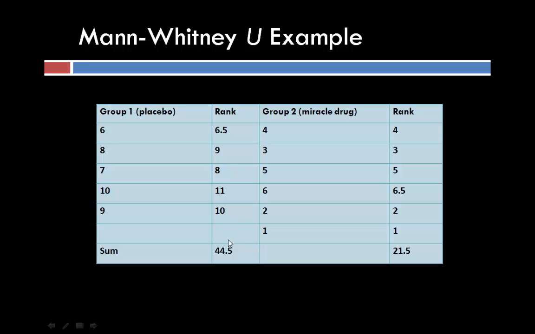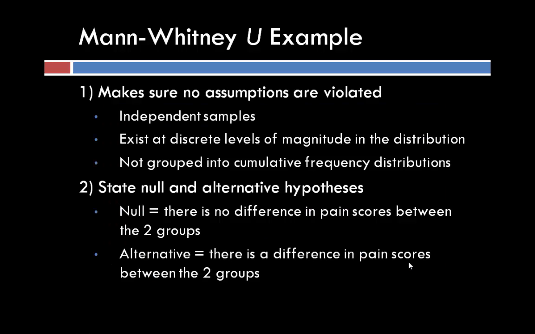And then what we do is for each group we sum the ranks. So the sum for group 1 would be 44.5, and the sum of all the ranks for group 2 would be 21.5. So let's use the same strategy that we have used in the past for analyzing the data that's presented.